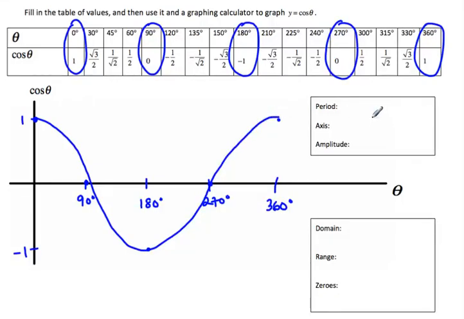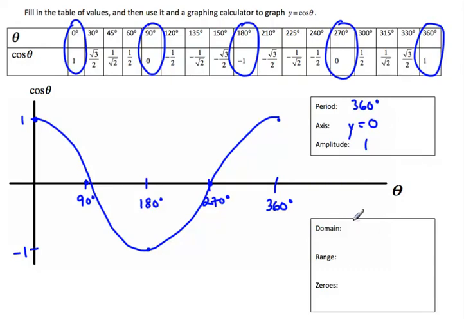Okay, again, let's look at the different features of the graph. We see once again that the period is 360 degrees. That's how long it takes the function to repeat. And once again, same as with the sine graph, the axis is the x-axis, the line y is equal to 0. Also, once again, the amplitude is 1. That's the distance from the axis, y is equal to 0, to the peak or the trough.